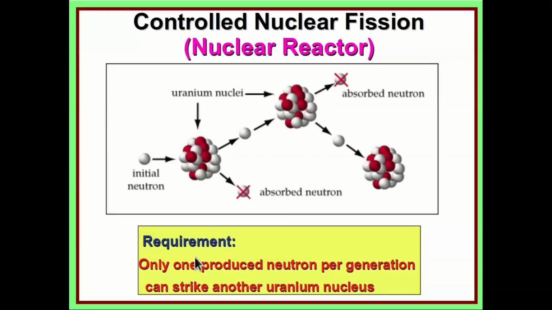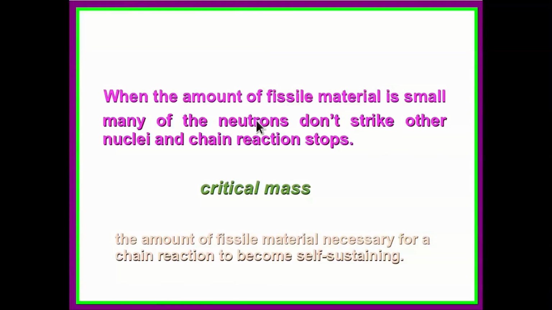So this requires only one neutron produced per generation to strike another uranium nucleus. When the amount of fissile material is small compared to the critical mass, many of the neutrons don't strike other nuclei, and therefore the chain reaction will stop. And exactly this is what is known as the critical mass: the amount of fissile material necessary for a chain reaction to become self-sustaining. That is the critical mass of the fuel.